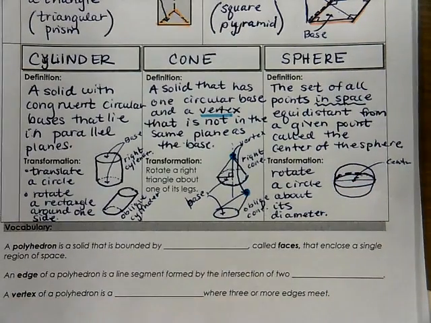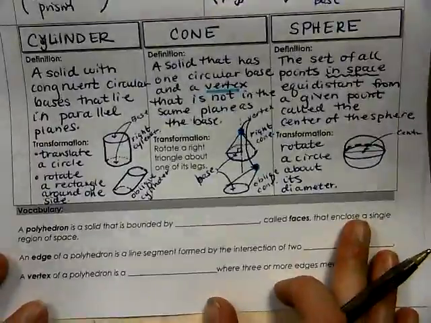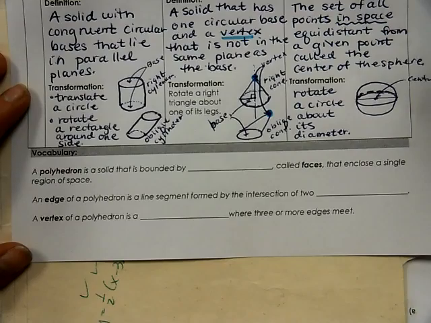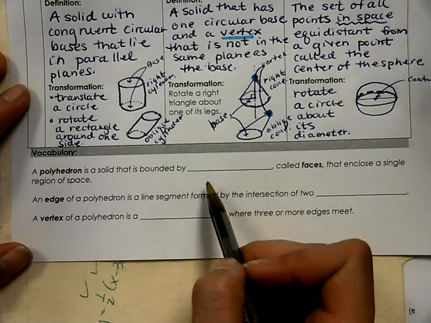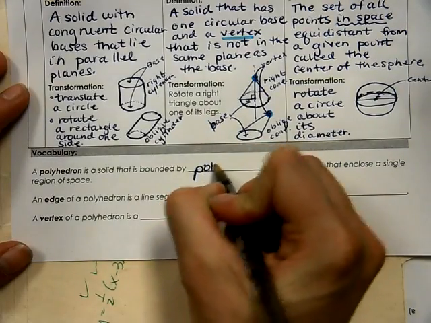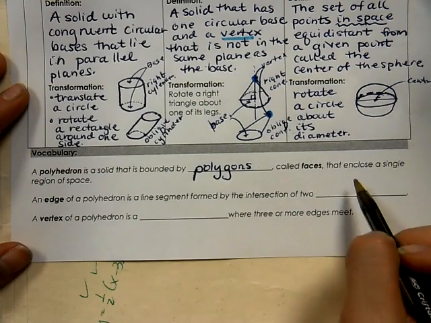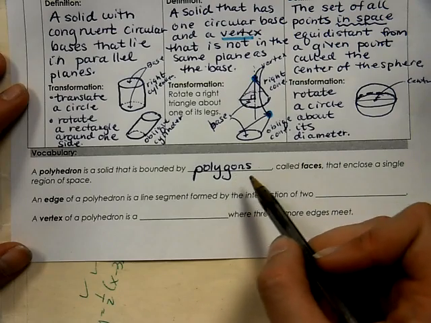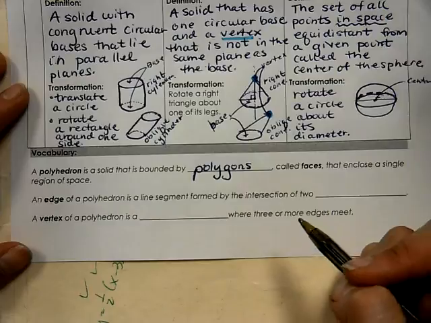All right, so these are the five main 3D solids that we are going to be studying. There's a couple more vocab terms that I want to talk about. The first is a polyhedron. We use the term polyhedron in some of the definitions. It's important that we understand what a polyhedron is. A polyhedron is a solid that is bounded by polygons called faces that enclose a single region of space. So the faces are the polygons that make up kind of like the sides of these polyhedrons.